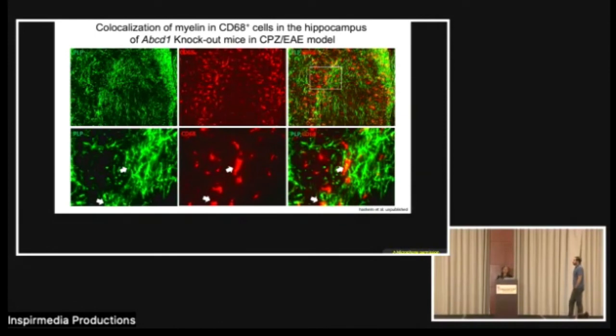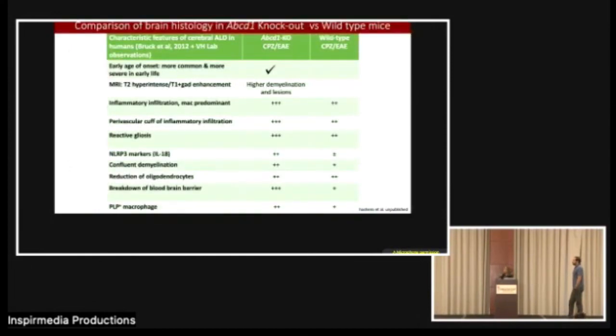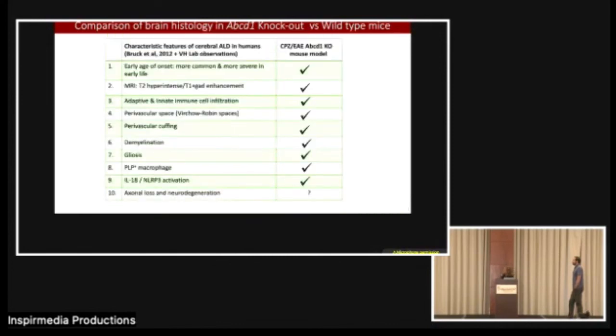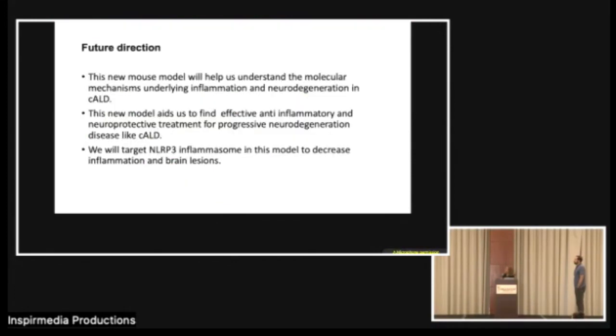So these phagocytic cells are eating the myelin. So yeah, PLP-positive macrophages, like in human, we could also see in this mouse. So this mouse shows very good similarity with human lesions. And then there is axonal damage and neurodegeneration. We haven't done that in this mouse. We are doing this very soon to confirm that all the criteria this mouse has are similar to human lesions.